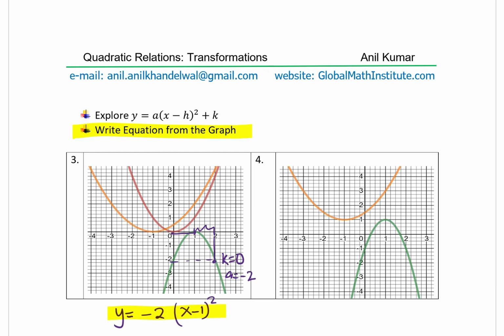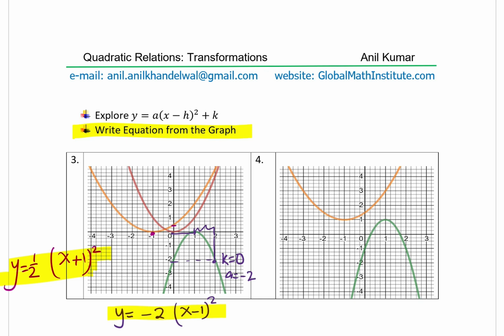Perfect. Now, let's look into the other graph, the orange one. This time, the vertex has moved to minus 1. So therefore, we have (x plus 1) whole squared as the horizontal translation, 1 unit left. Now, if I move 1 unit, I'm just going up by half. So the value here is half, and the equation is y equals half (x plus 1) whole squared. Great. So it's not very difficult provided you focus and try to follow a method just as we are trying to do here with so many examples.